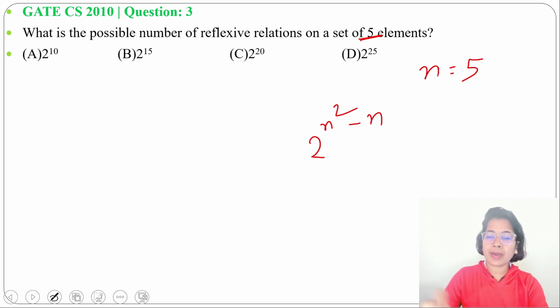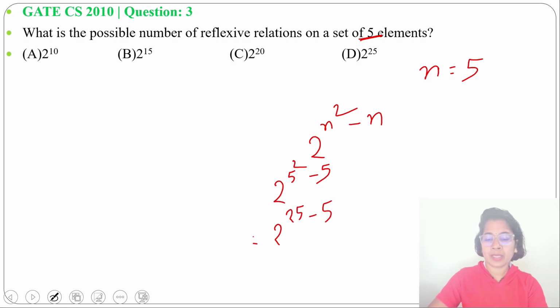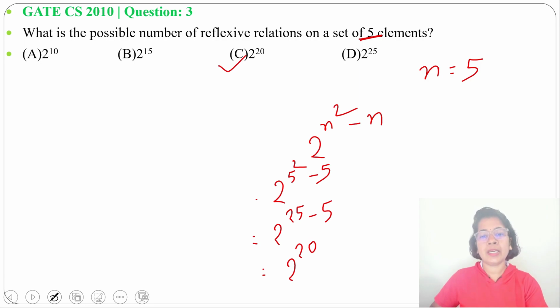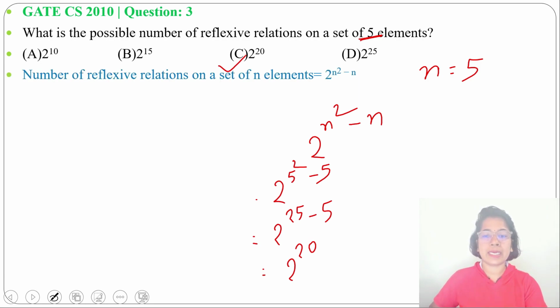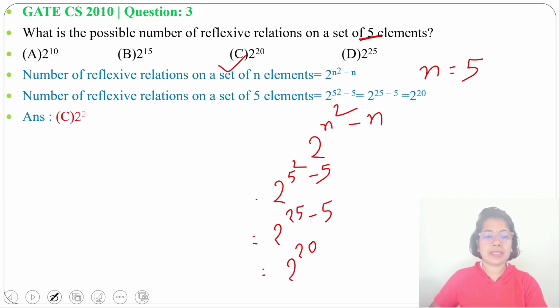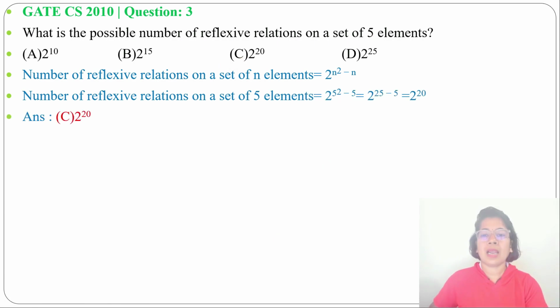We just put 5 in place of n, so 2 power 5 square minus 5. 5 square is 25, minus 5, it is 2 power 20. It's present in option C. So the answer will be option C: 2 power 20 reflexive relations are possible on a set of 5 elements. Answer is option C. I already discussed reflexive relations during the lecture.